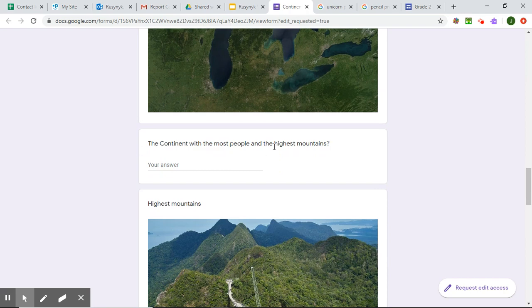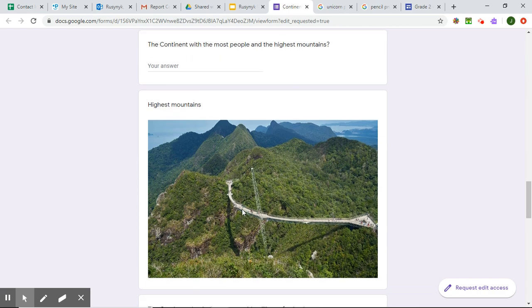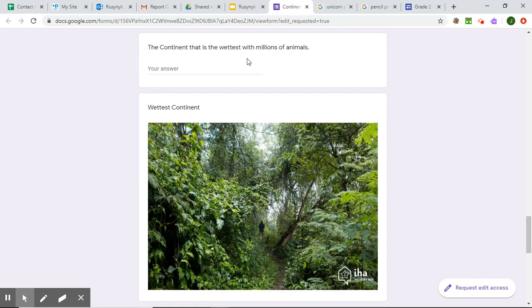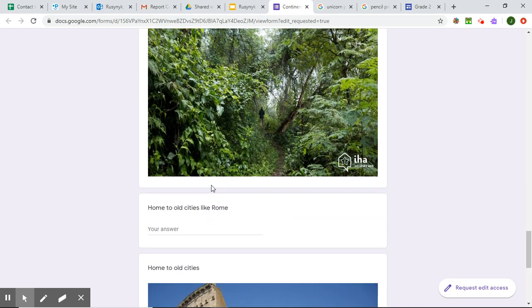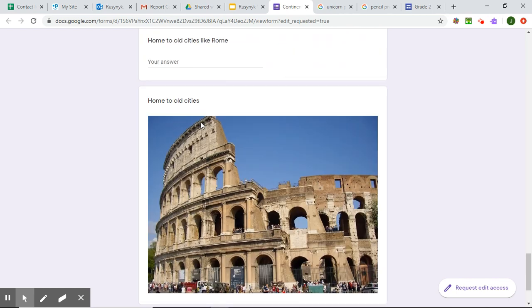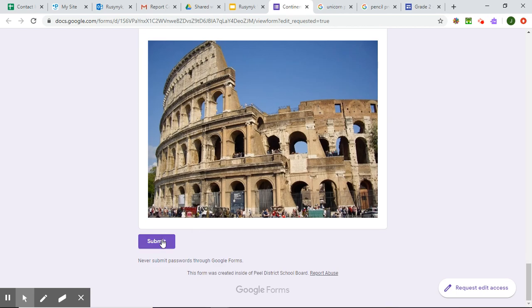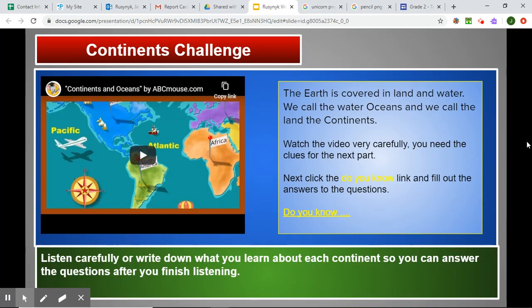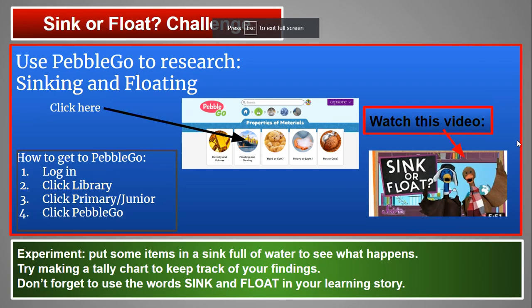The continent with the most people and the highest mountains. Type your answer here. The continent that is the wettest with millions of animals. Type your answer here. Home to old cities like Rome. Put your answer in here. And then at the end, click Submit. I will get your answers. Listen carefully to write down what you learn about each continent so you can answer the questions after you finish listening.